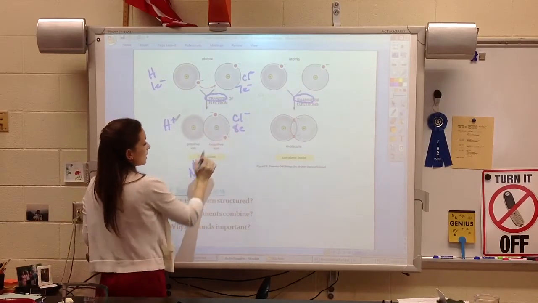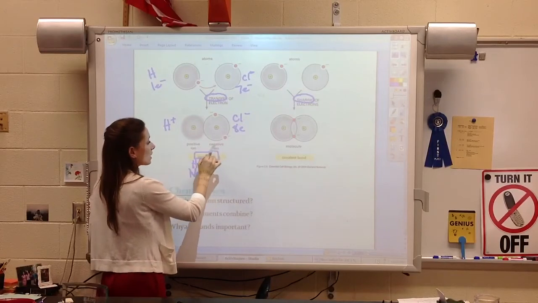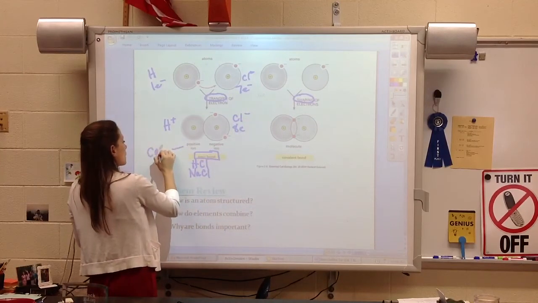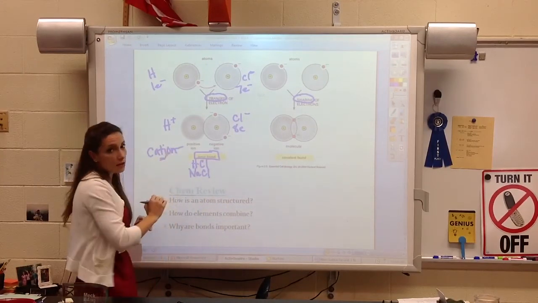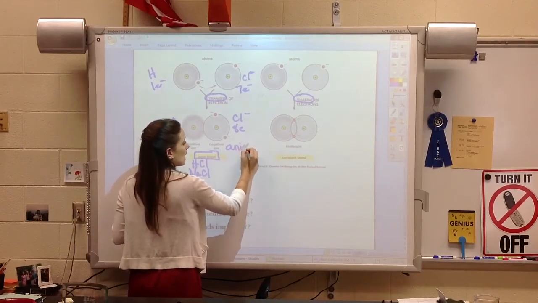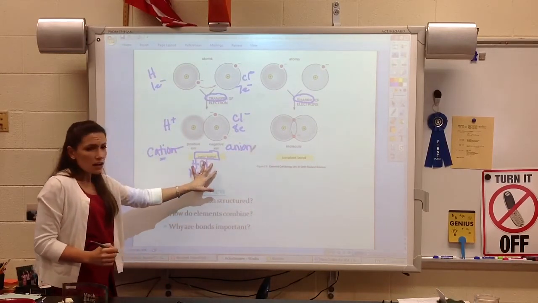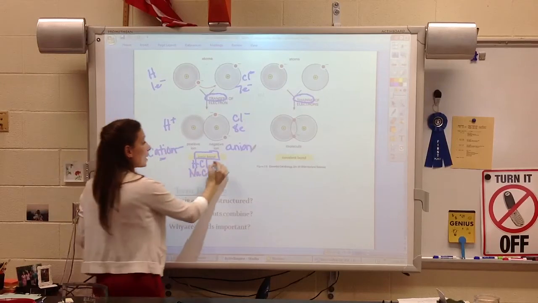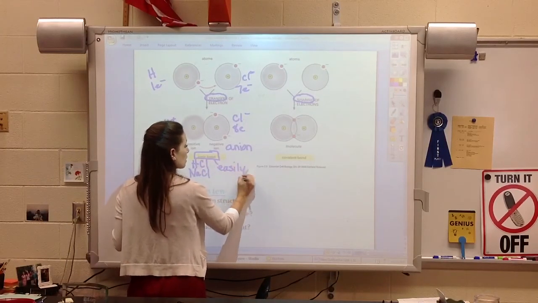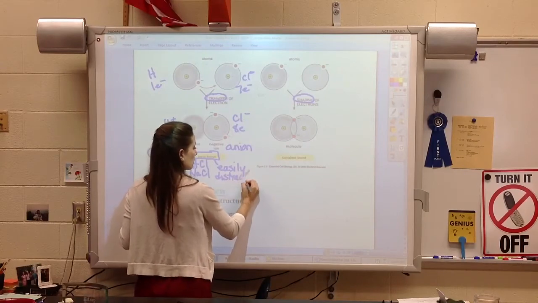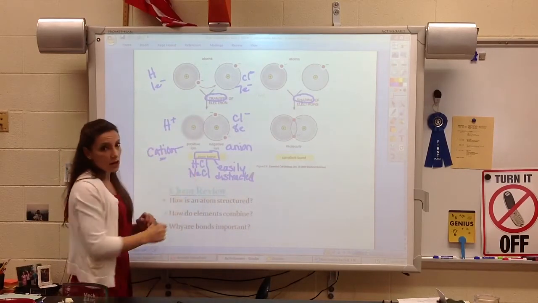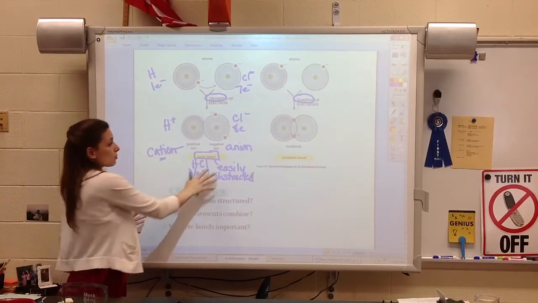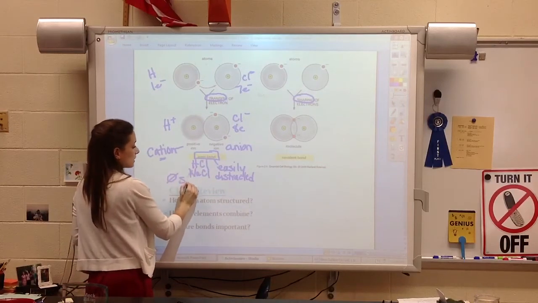These opposites, positive and negative, attract and form an ionic bond, because we call charged atoms ions. Positive ions are cations. The T makes me think of positive, and negative ions are called anions. And so an ionic bond is a fairly strong bond because we've got the negative and the positive, but it's easily what I call distracted. Meaning if another positive comes by, we get what are called displacement reactions, where one replaces the other. So the molecule is not very stable.